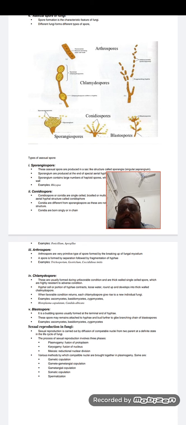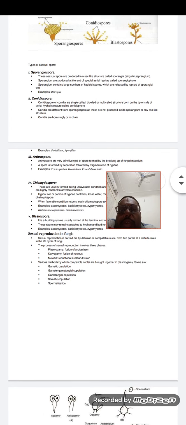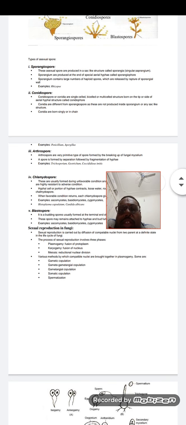And if you look at sexual reproduction in fungi, there are 2-3 ways. One is plasmogamy, karyogamy, and meiosis. Plasmogamy means the fusion of protoplasm. Karyogamy means the fusion of nuclei, and meiosis is a reduction division.